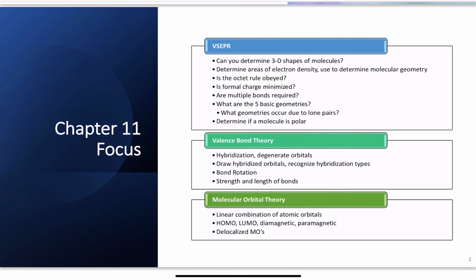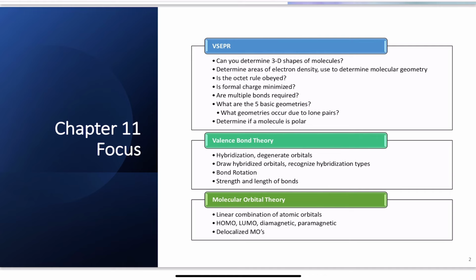To do this, you need to be able to determine areas of electron density and use this to determine your overall molecular geometry. I want you to ask yourself, is the octet rule obeyed? Is formal charge minimized? Are multiple bonds required? Now, there are exceptions to the octet rule. It doesn't have to be obeyed. Formal charge isn't always able to be minimized, and double bonds are not always required. But these concepts that we learned in the last chapter apply here as well.